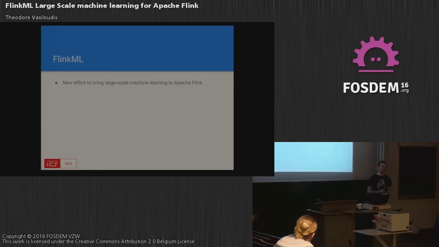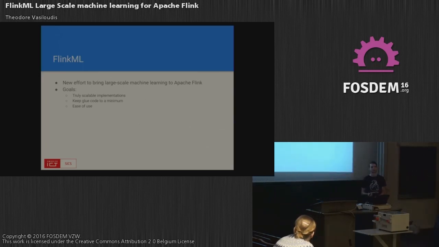The development of FlinkML started last spring, and the first version was released with version 0.9 of Flink. I should mention that it's written completely in Scala. The library was designed with three goals in mind. The first one is to be truly scalable. We want efficient, communication-efficient algorithms that allow us to actually scale the processing that we do with web scale or societal scale data.